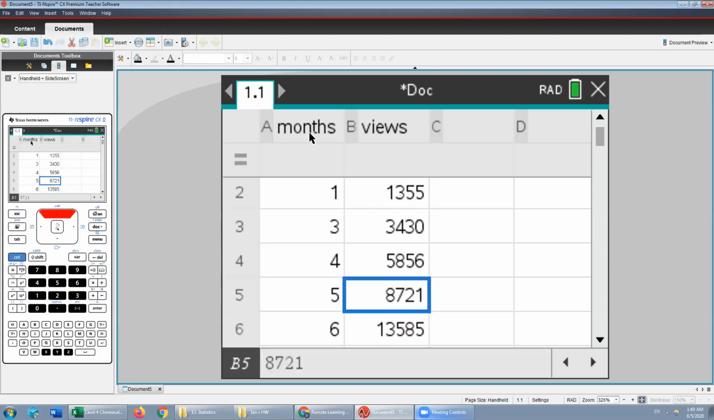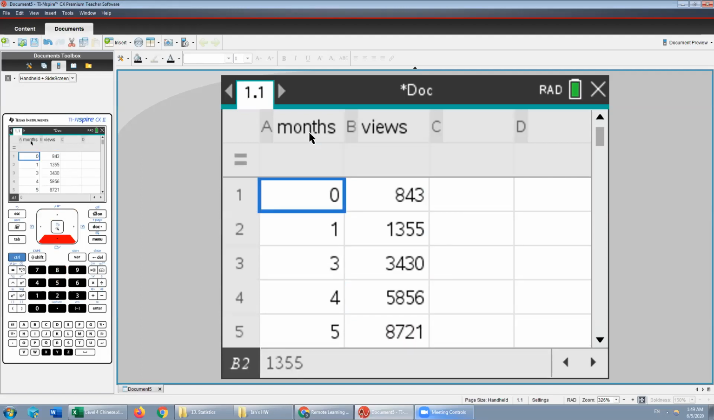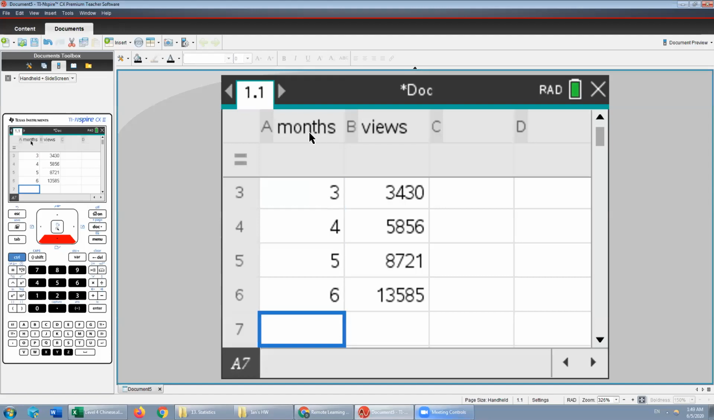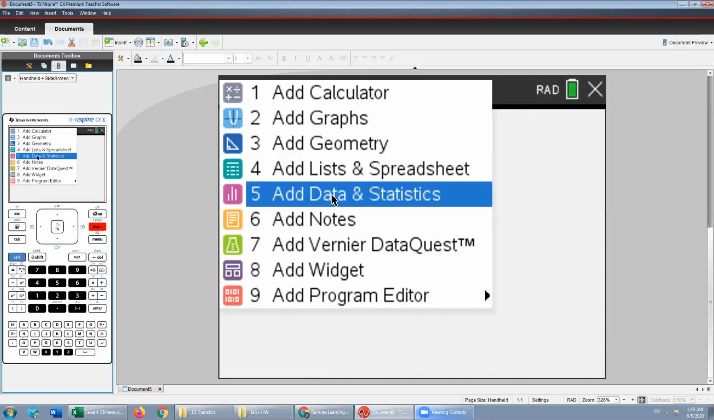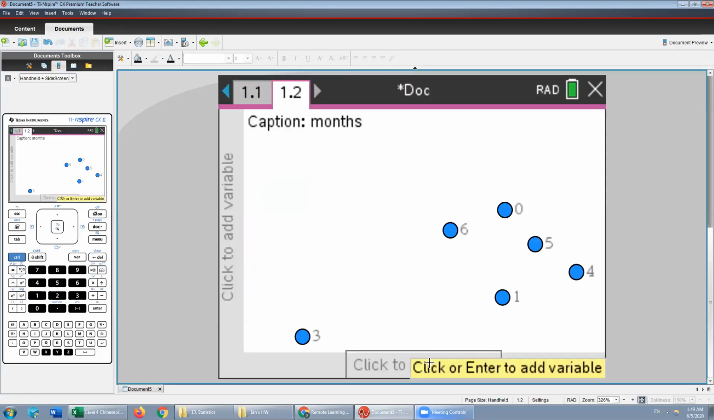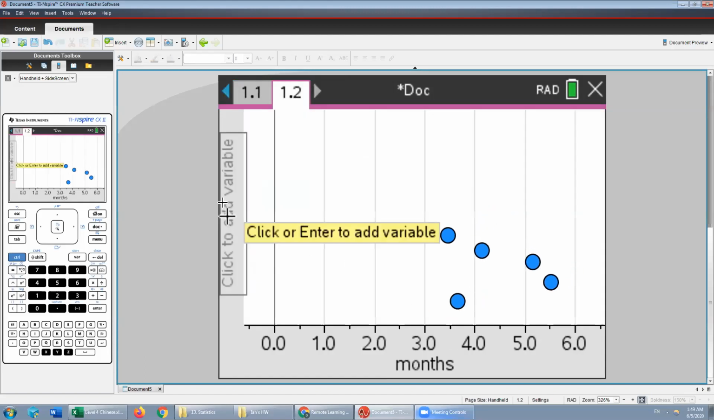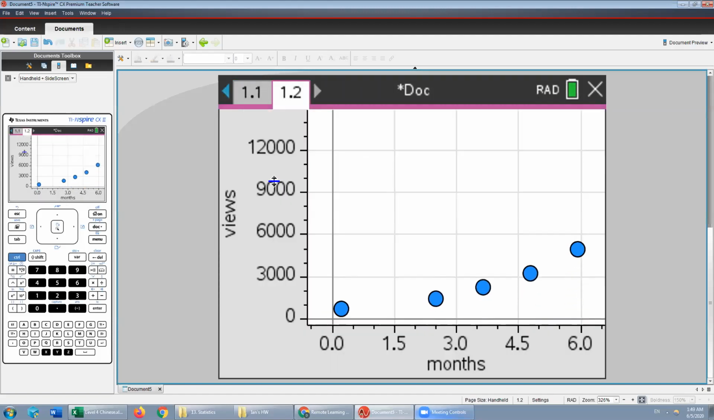All right, so typing that data. Pause the video, take your time, type it in, make sure you're following. All right, and make a scatter plot of this data in your calculator. So let's add a page, data and stats, right, to see our scatter plot. Down here, this was months. Over here, this was views.